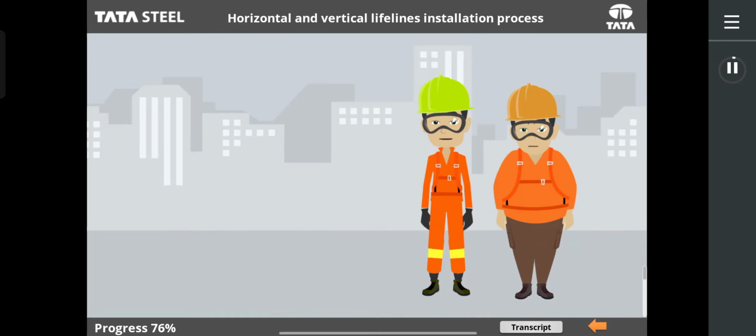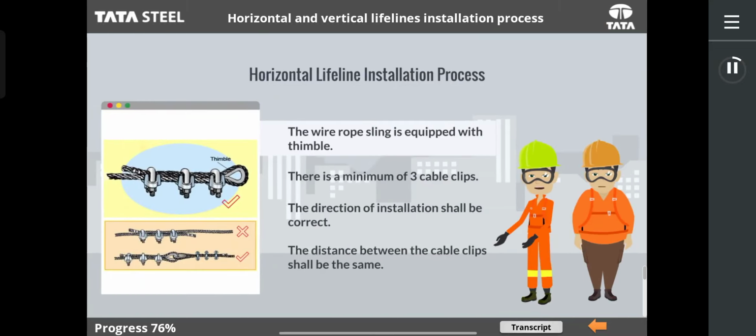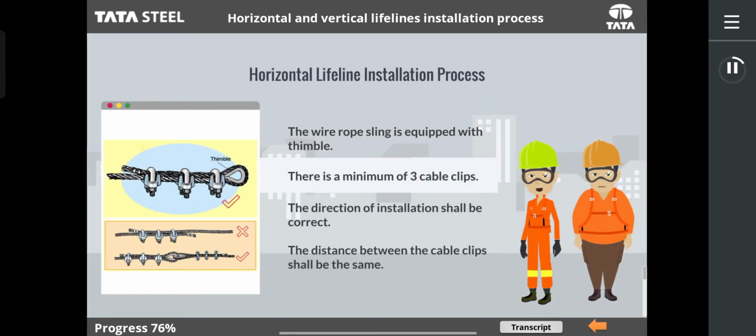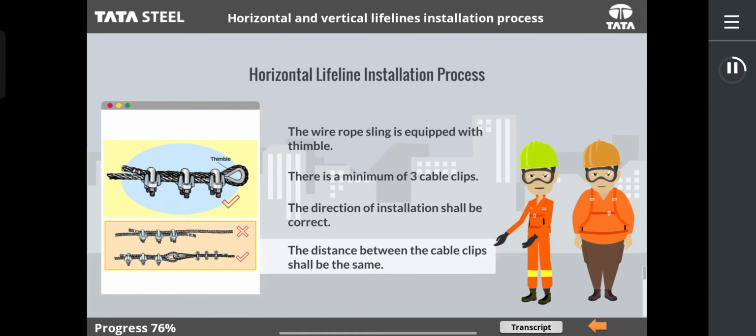Let us look at the horizontal and vertical lifelines installation process. The wire rope sling is equipped with thimble. There is a minimum of 3 cable clips. The direction of installation shall be correct. The distance between the cable clips shall be the same.